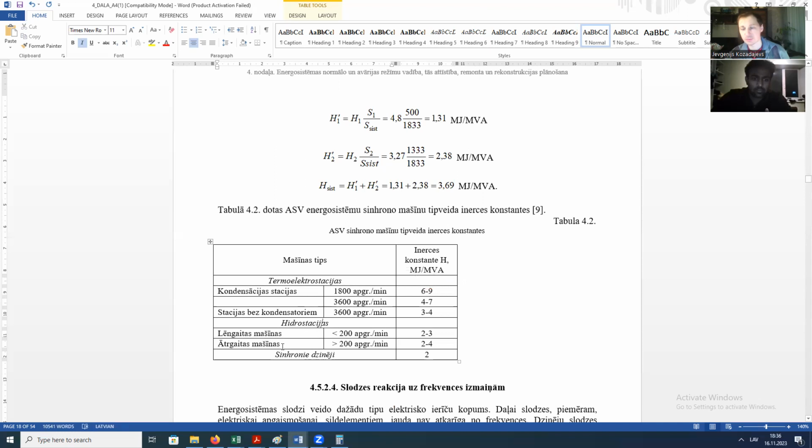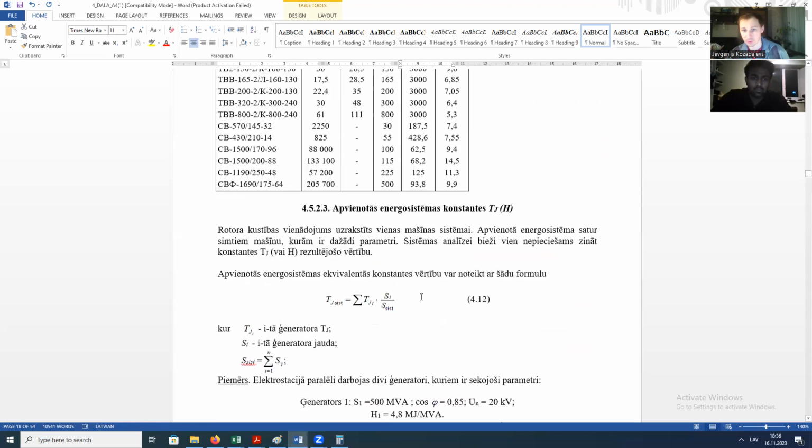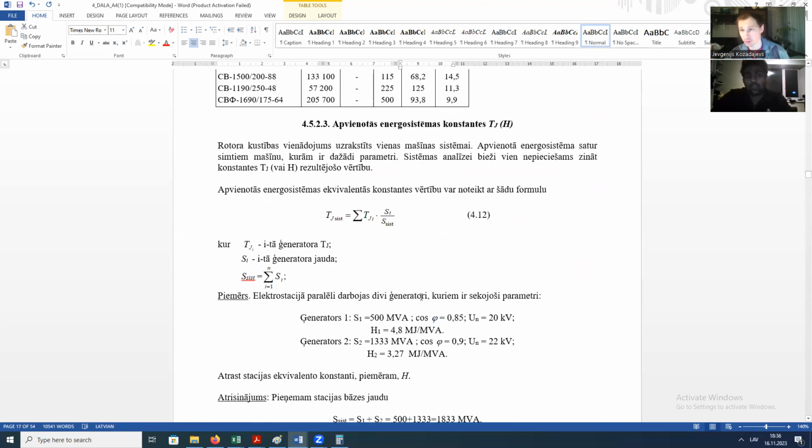The same is for the hydropower plants. Depending on its rotation speed, the inertia could be in these limits: 2 to 3, 2 to 4, or something like this. So if we can't say the precise value, we could use an average for this. Okay, this is how we use it, but what about the formula and the calculation?